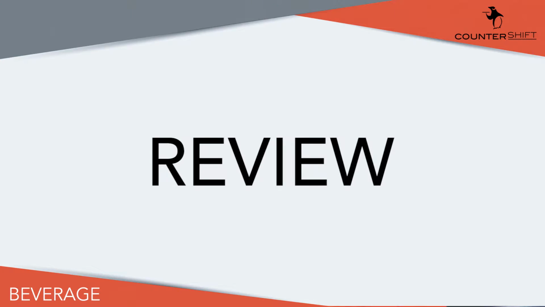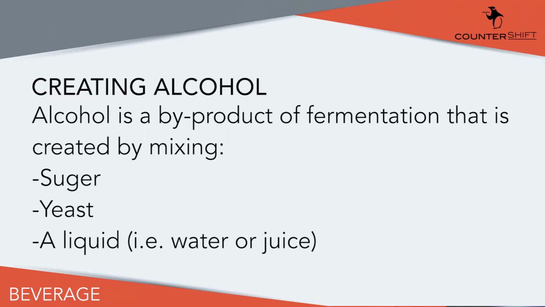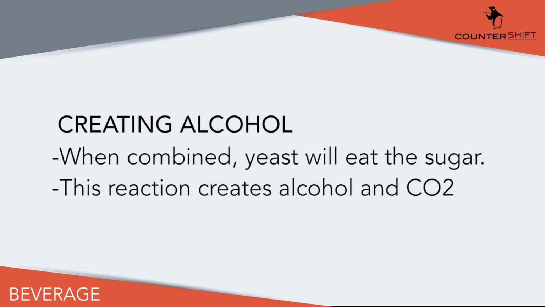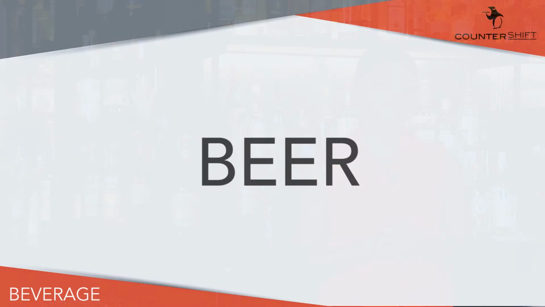Here is a quick review of what we've learned so far. Alcohol is a byproduct of fermentation. We need sugar, yeast, and a liquid, think water or juice, and fermentation will happen. Now I will show you how we get the sugar for fermentation in beer.